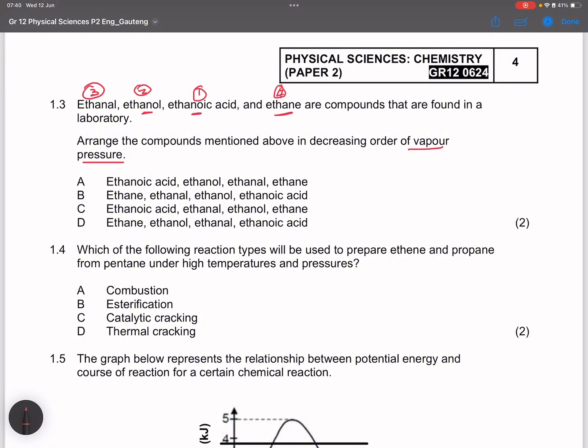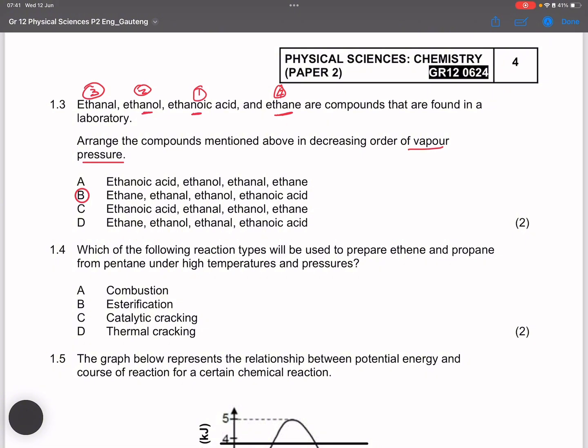And then followed by ethanol, and finally it would be ethanoic acid. So where do we get that? We said ethane, ethanol, and ethanoic acid. So that would be B. That would be the one that we choose there, and that would be the decreasing order of vapor pressure. I hope that makes sense. In fact, decreasing vapor pressure means that we're going to start with the one with the highest vapor pressure. Yeah, actually that is quite correct. In fact, I'm confusing myself there.